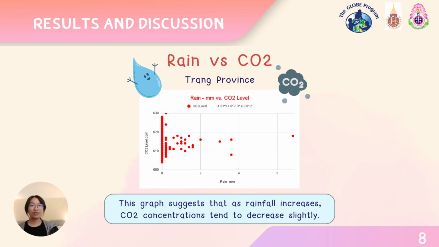Do you wonder why? It's because when the rain falls, it's water, right? The water dissolves the CO2. That's why the level of the CO2 is pretty low.